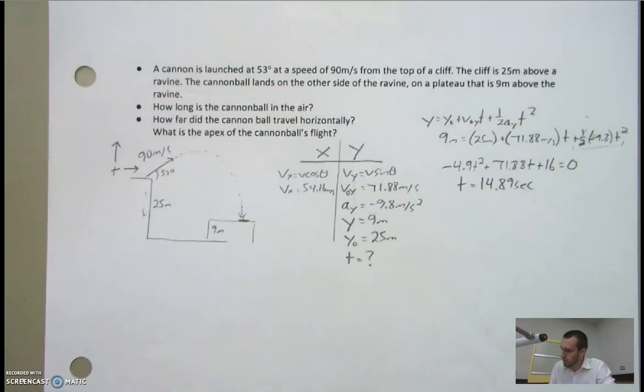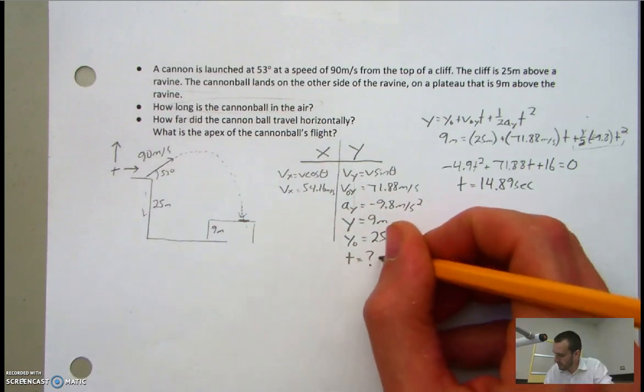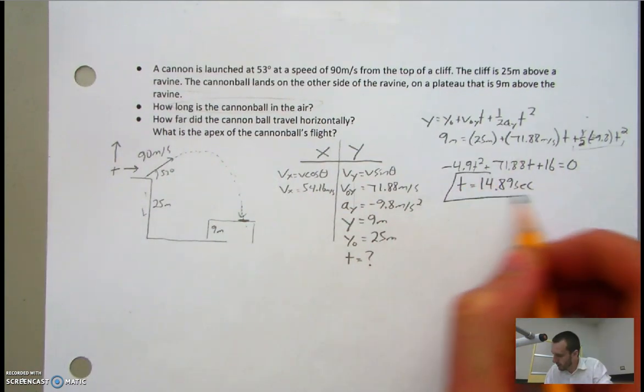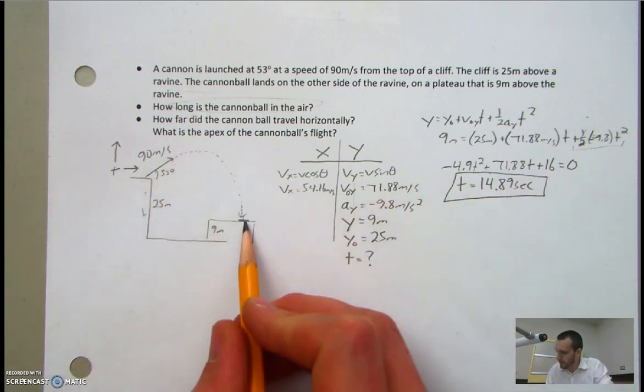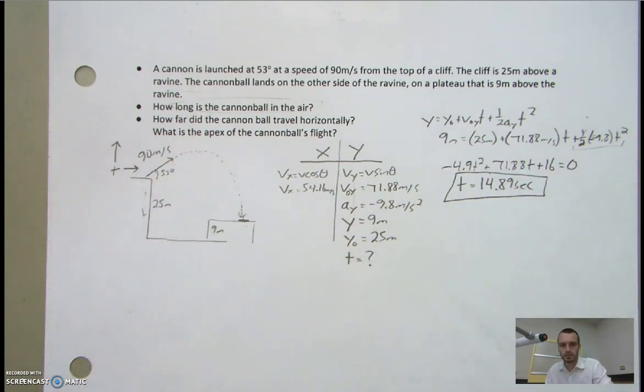And therefore, we've used the calculator and our kinematic equations to help us solve for the first part of this question, which was how long is the cannonball in the air? So I'm going to add this right here and say our time in the air, from the time it's launched to the time it hits the plateau, is 14.89 seconds. That's part 1.